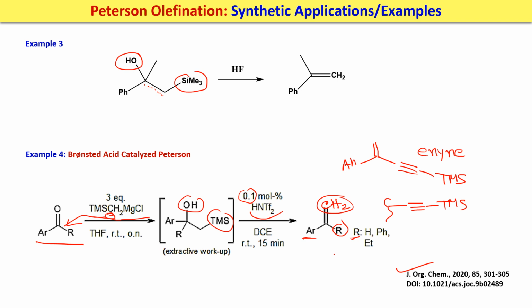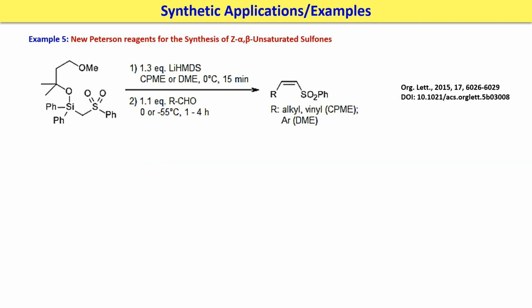In presence of this Bronsted acid HNTf2, triflimidic acid, we are getting finally these varied types of products, where one of the products may be even an enyne.